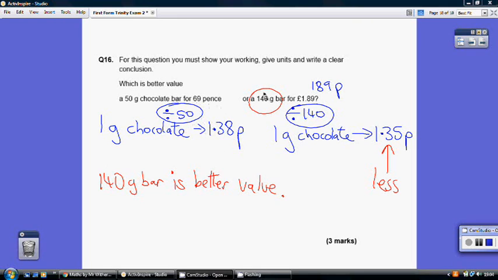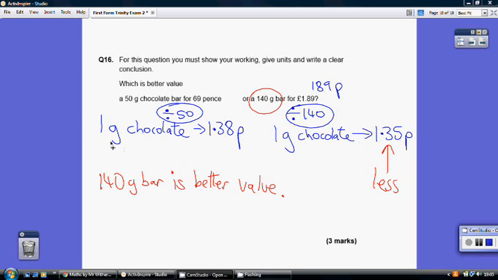Now moving on to the bigger bar. First of all, you've got to appreciate you convert £1.89 into 189 pennies to get like for like with pennies. But then it's the same thought process. If 140 grams cost this, how much must 1 gram cost? Well, you're going to divide by 140. 189 divided by 140 is 1.35p.